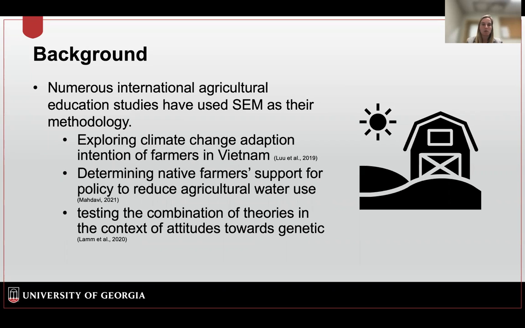For example, one recent study used an SEM guided by protection motivation theory to explore climate change adaptation intention of farmers in Vietnam. Another study used SEM guided by theory of planned behavior to determine native farmers' support for policy to reduce agricultural water use. In addition, one study used an SEM to test the combination of the diffusion of innovations theory with the spiral of silence theory in the context of attitudes towards genetic modification foods.